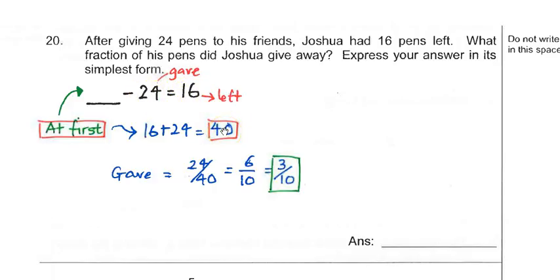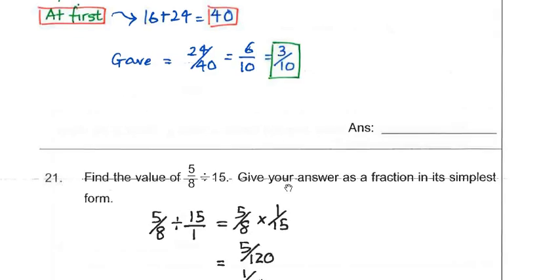Now what is the question? What fraction of his pence did Joshua give away? Gave away divided by at first what he has. So gave away divided by what he has is 24/40. Reduce to the lowest term, 3/10.